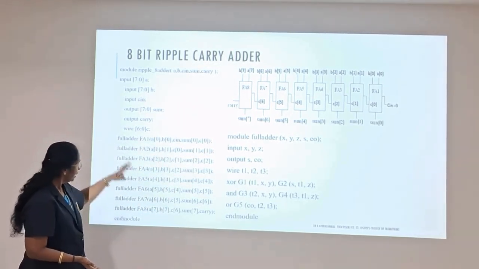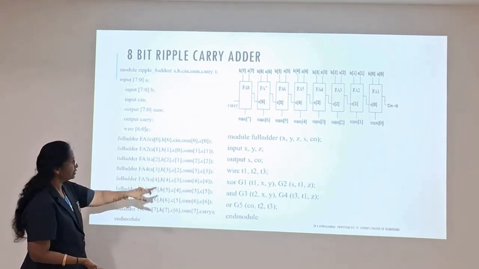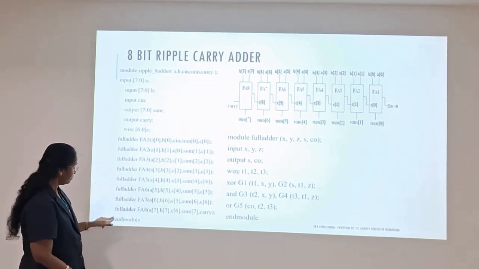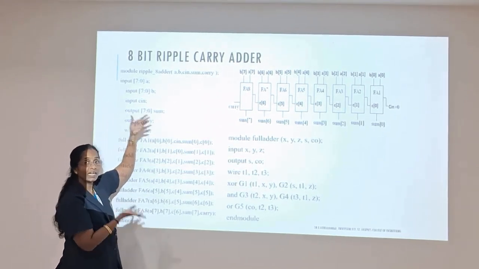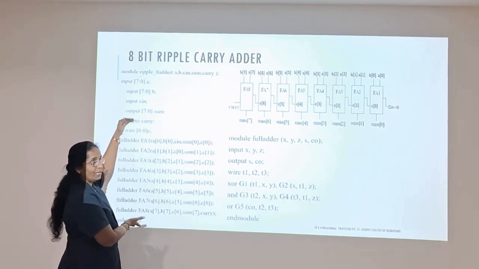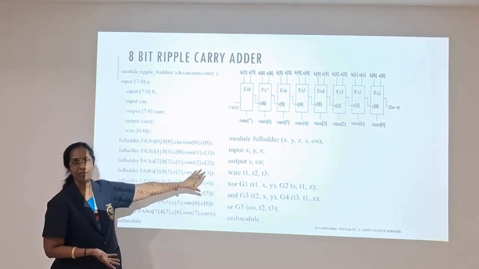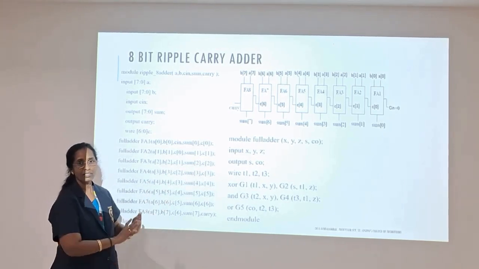So likewise, this full adder is instantiated 8 times in this design. So this is the end module. Therefore, when you have a hierarchical design like this, in the main module, this basic module can be called many times. So this is the program.